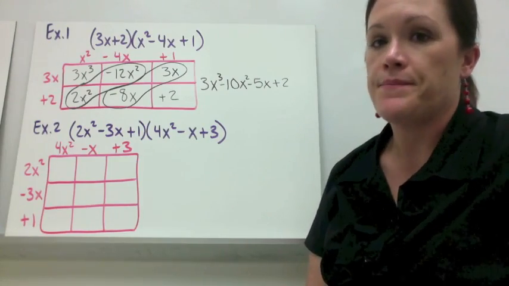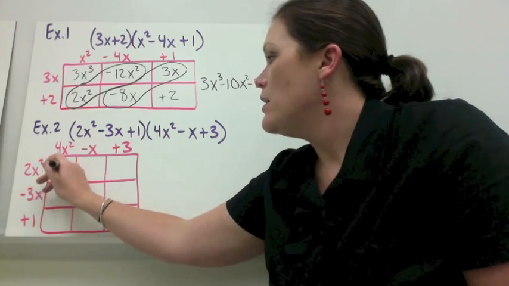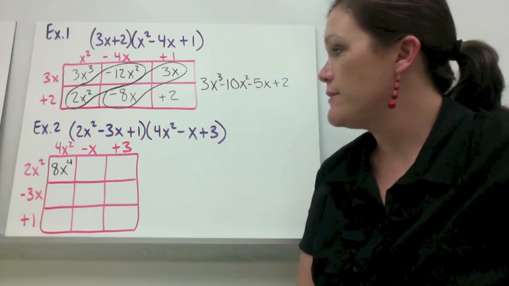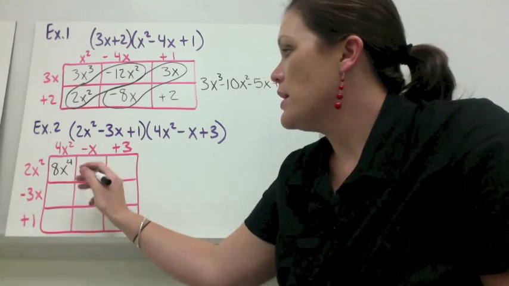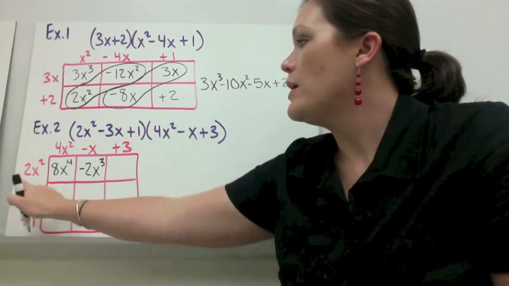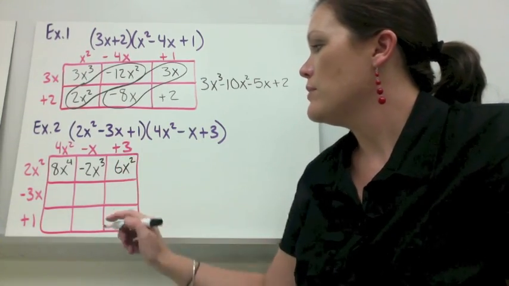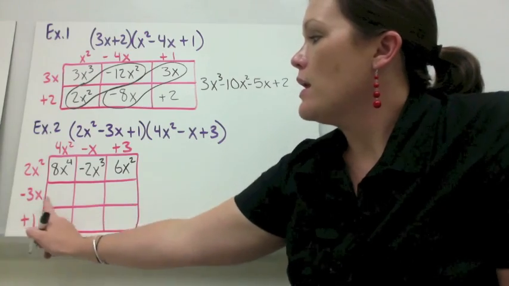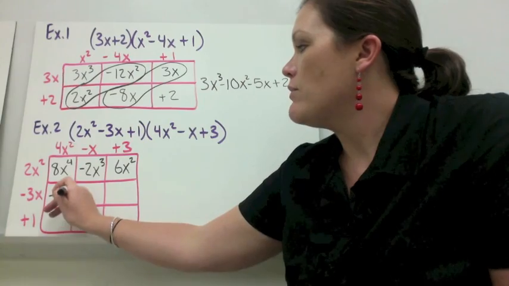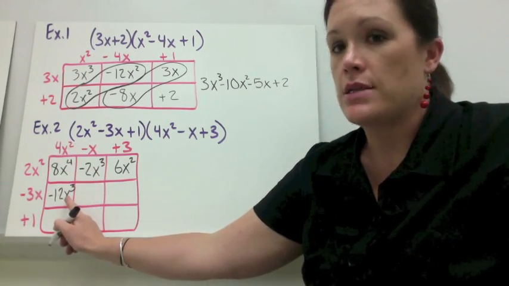So I have 2x squared times 4x squared would give me 8x to the 4th, because while I'm multiplying them, I do need to add their exponents. I have 2x squared times negative 1x, so that would be negative 2x cubed. And I have 2x squared times 3 would be 6x squared. In my second row, I have negative 3x times 4x squared would be negative 12x cubed, because there's 2 x's and another x combined to give me 3 x's right there.